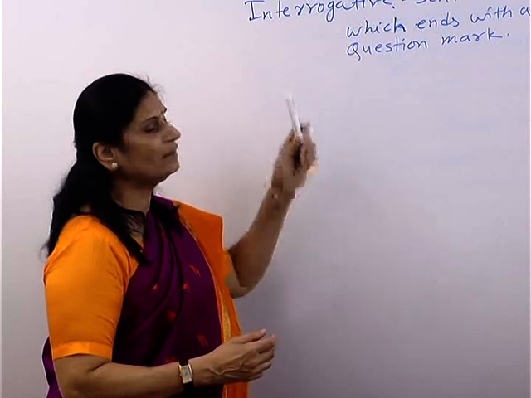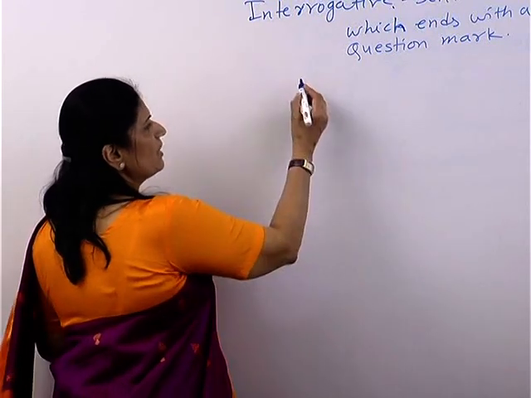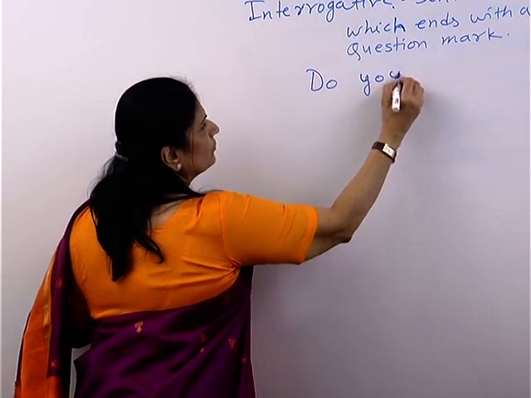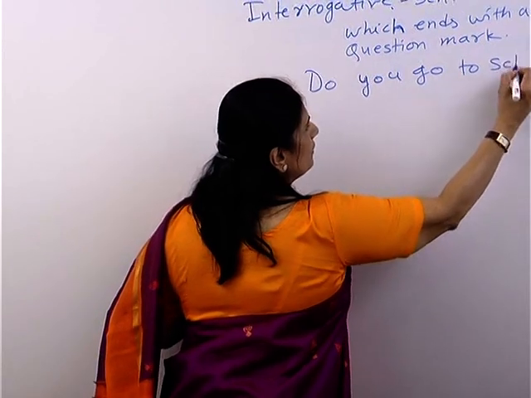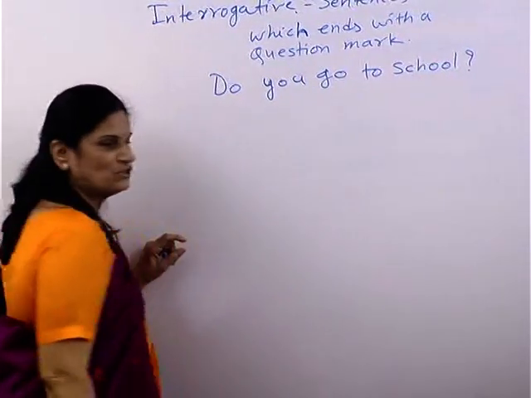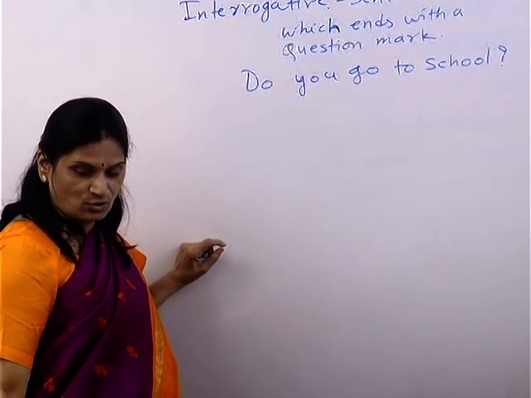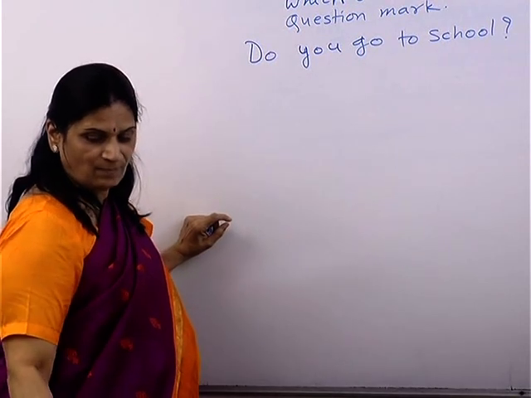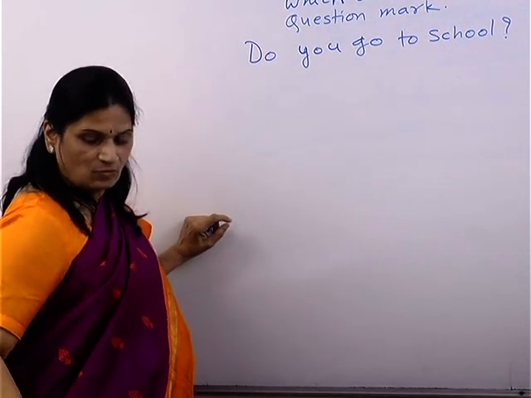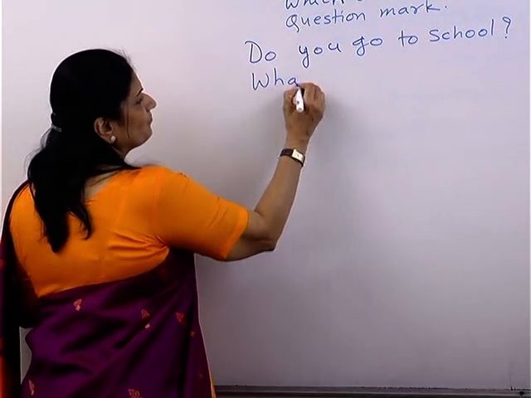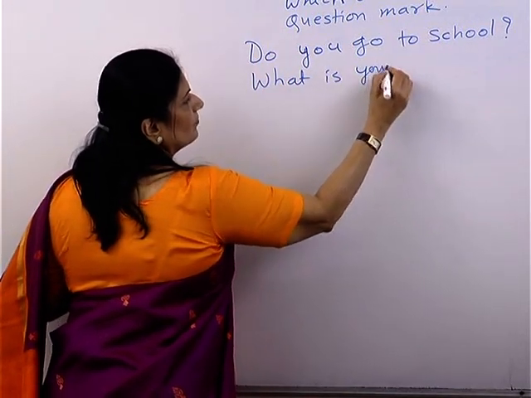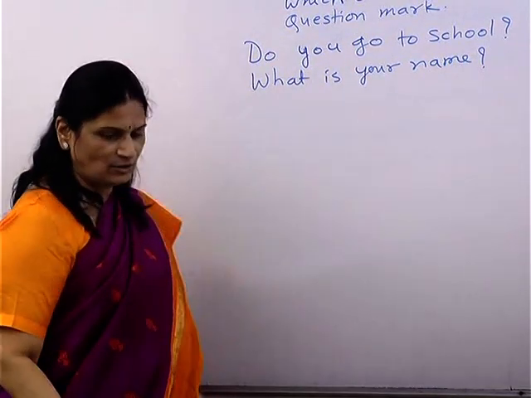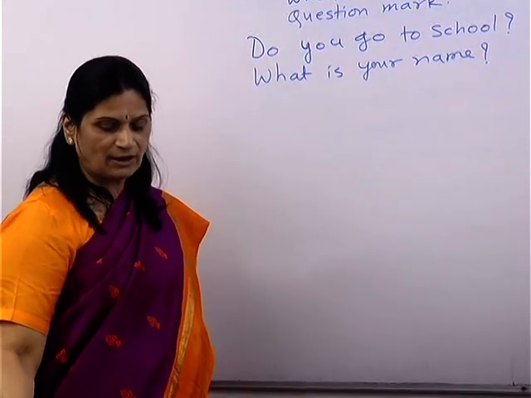Should I now write here? Yes. Are you ready to look? Yes. Question 1. Did you go to school? Question mark. Did you go to school? So this is one type which I have given you. Is it clear? Now, next. What is your name? Interrogative. All these type of sentences which I am writing on the board are interrogative.